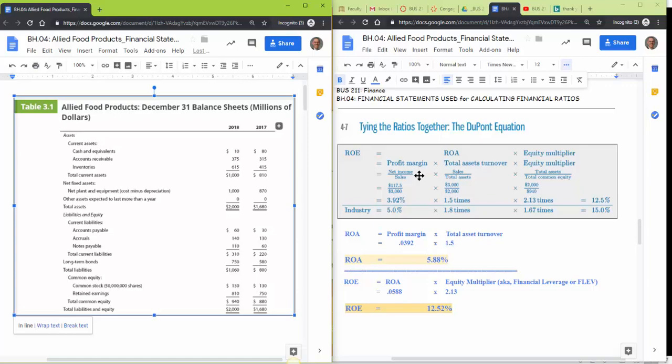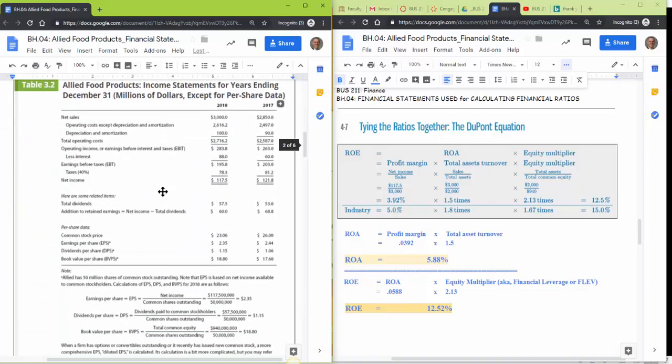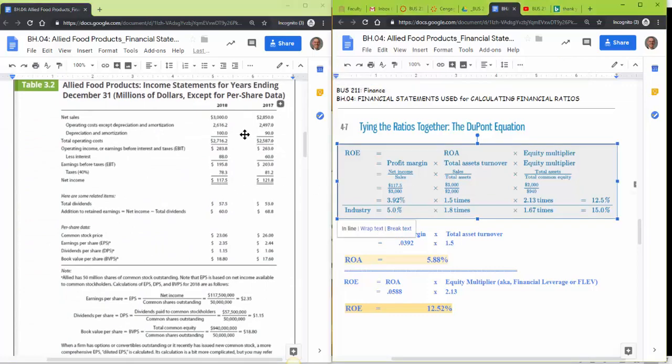Profit margin, as we've seen before, would be the net income of $117.5 million divided by the $3 billion in sales. That produces a net profit margin of 3.92%, or the company delivers just about 4 cents in profit for every dollar of sales.